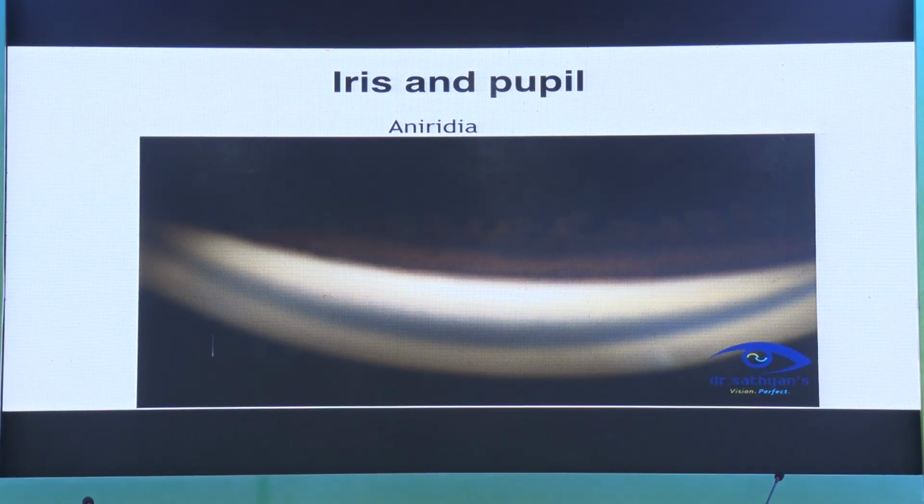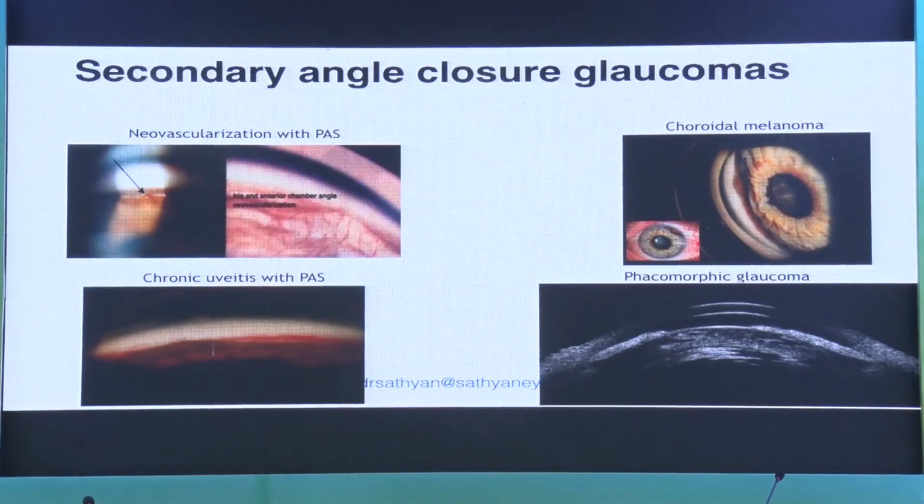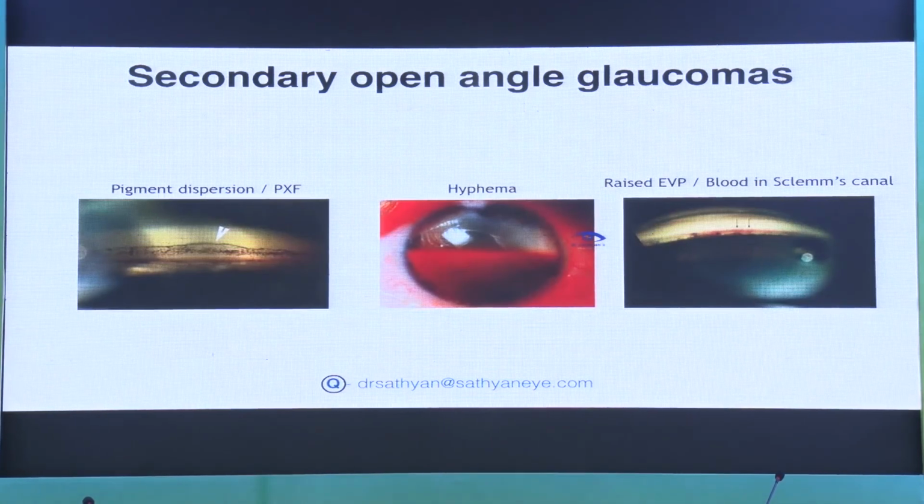If you go and do the trabeculectomy in the area where the NVA is still present, you can expect a profuse bleed from there. So that is one of the areas where I really appreciated the usefulness of gonioscopy. So these are the secondary glaucomas. You have to put in your gonio lens and see what is the actual reason.